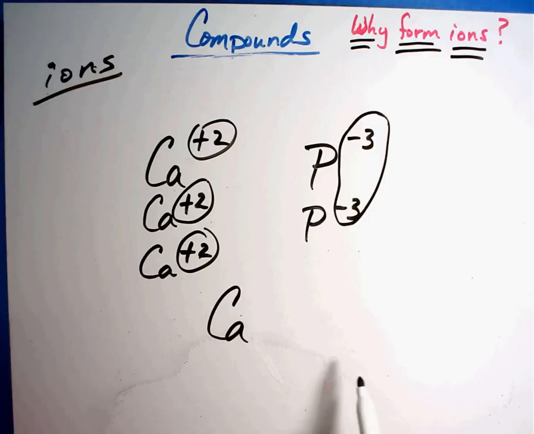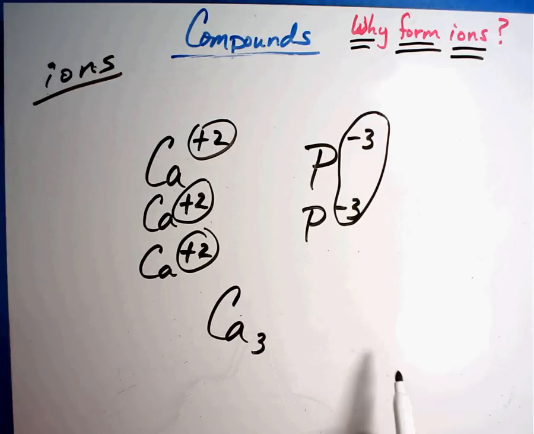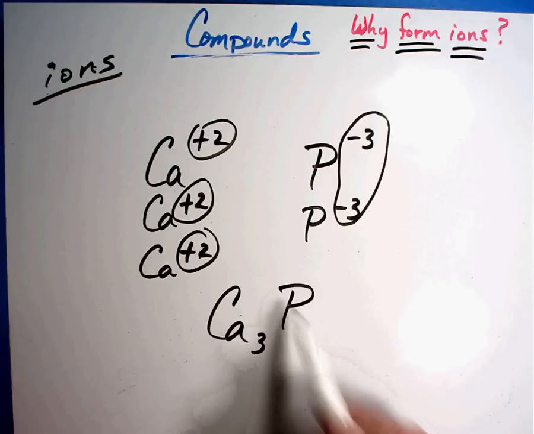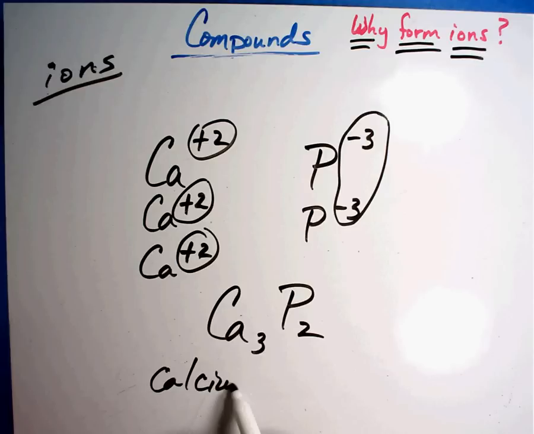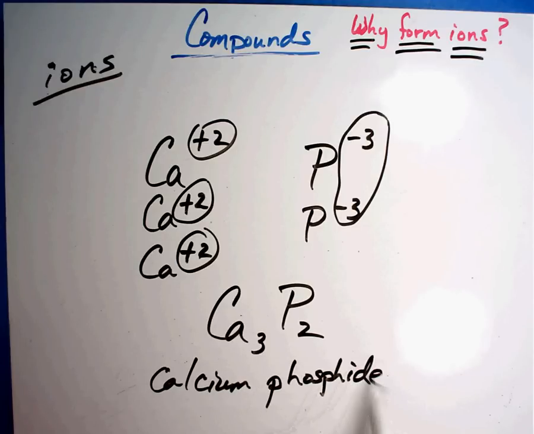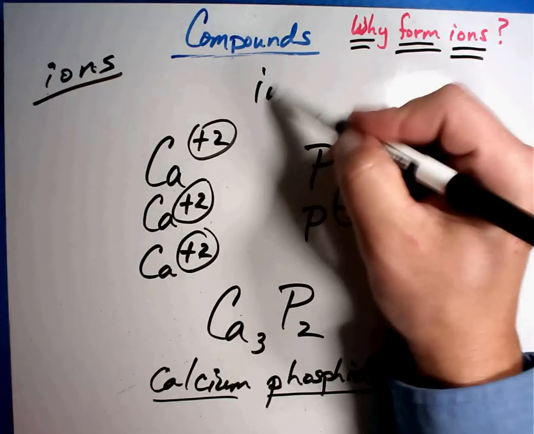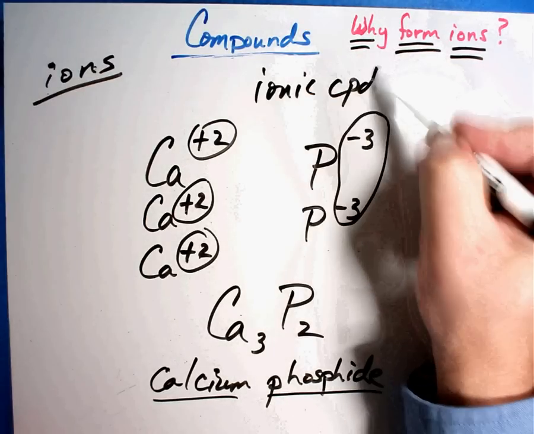How many Ca's did it take to work out? 3 of them. Phosphorus? 2 of them. Oh, so sometimes they'll have more than one number. Called calcium. I already know you know this one. Phosphide. Calcium phosphide. Notice one more time, the name does not tell me the numbers inside because anybody can look at their chart and figure it out. This is how you make very simple ionic compounds.